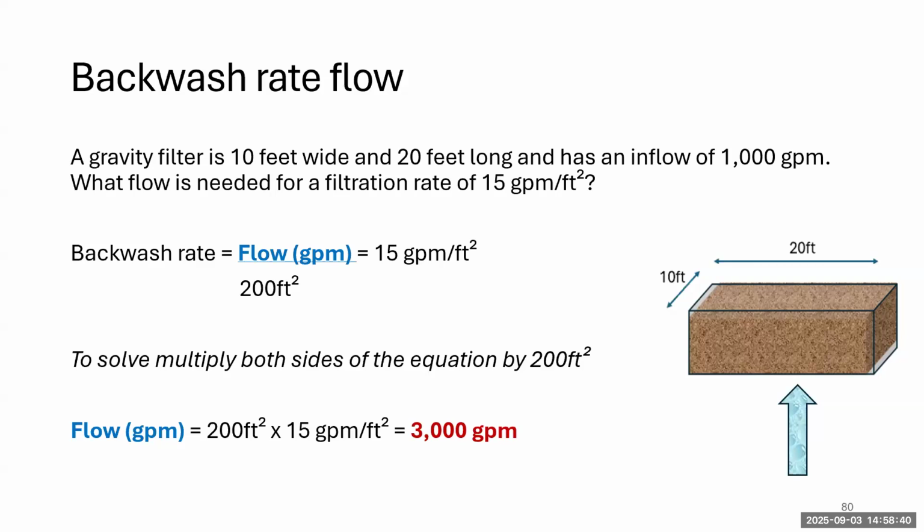Did I say divide? I meant we're going to multiply both sides by 200 square foot. And so on the right-hand side of the equation, we have 200 square foot times 15 gallons per minute per square foot gives us a total flow of 3,000 gallons per minute. And this is a very realistic equation that you need to do to determine what flow we need to properly backwash this filter.